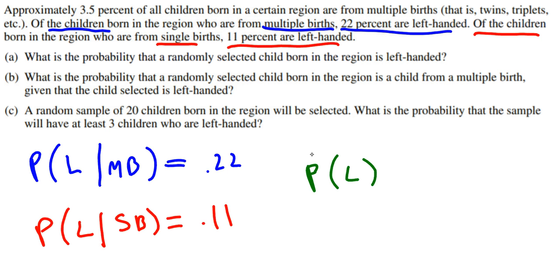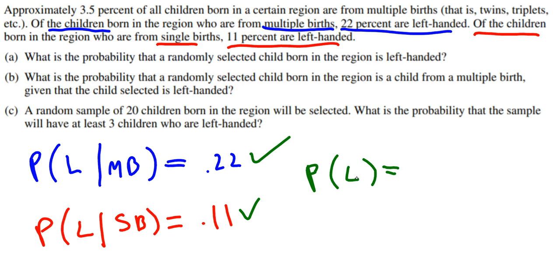Now you'll notice this probability that I wrote in green is not conditional. They're talking about anyone being left-handed. So you have to consider two cases, right? Someone could be left-handed and come from the group of people who are multiple birth children, or a twin, or a triplet, and someone could be left-handed and be just a single birth child. All right, so let's see what we have here.